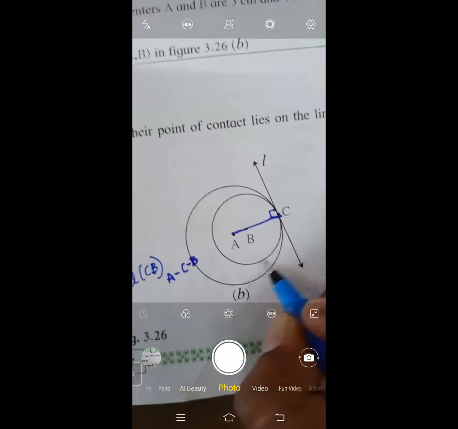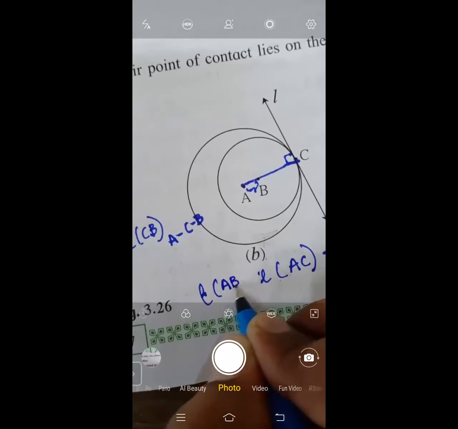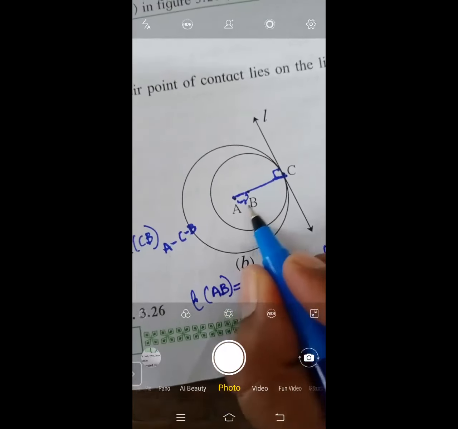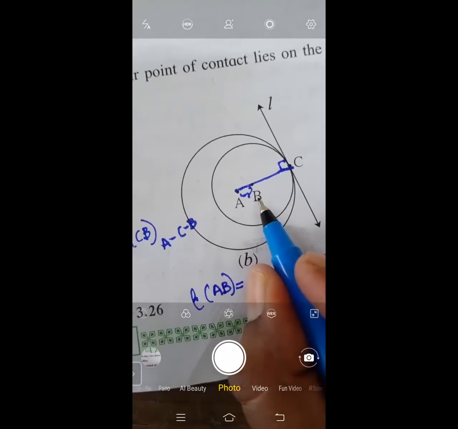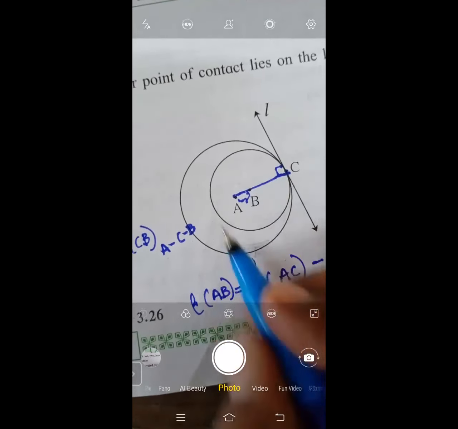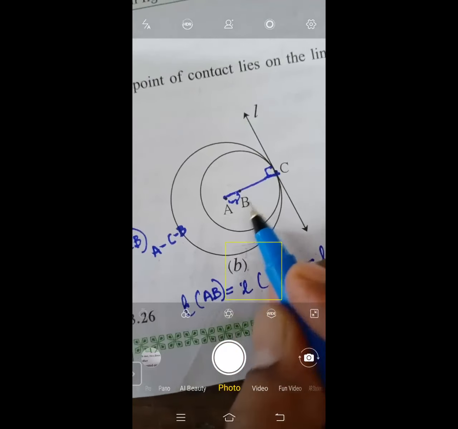So how will I write it? Length of AC minus length of BC. This will give me length of AB. The distance between the centers of circles which are touching internally is found by subtracting their radii, by taking the difference of the radii. Difference means subtraction, sum means addition.